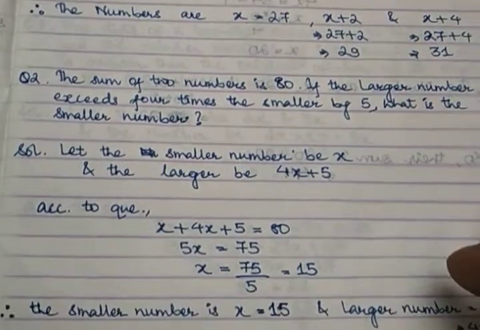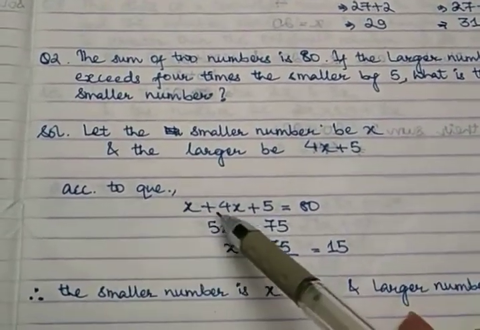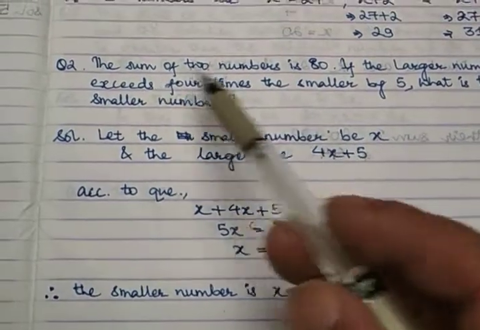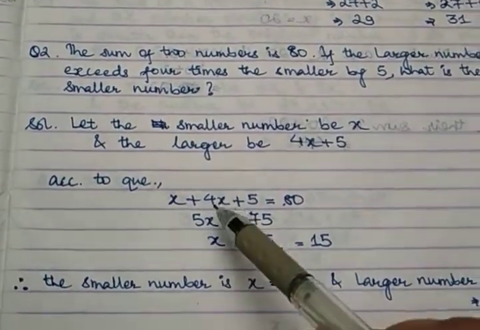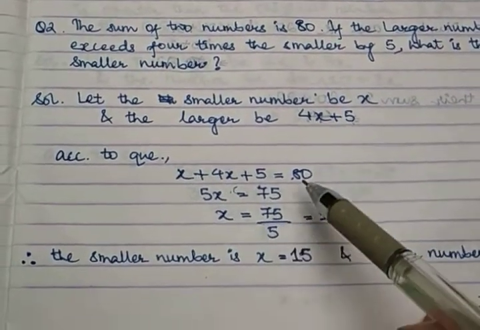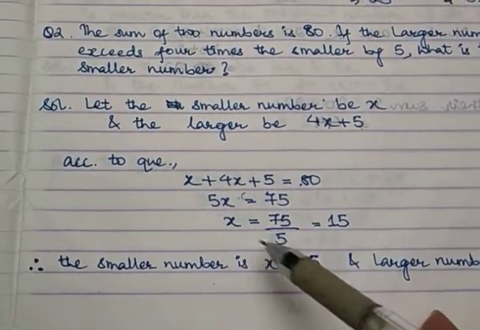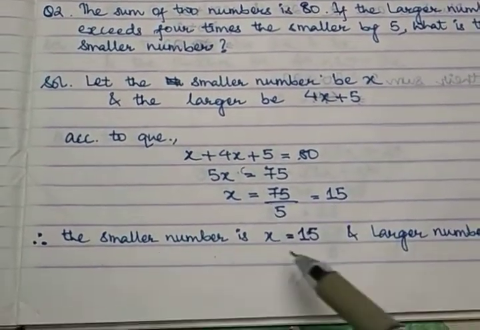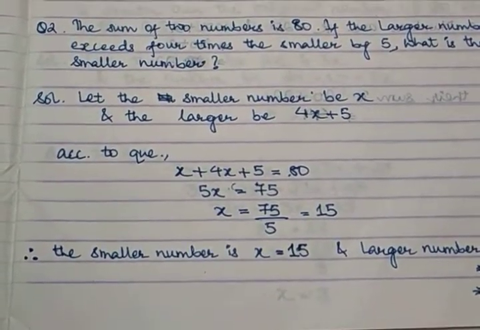Okay, so now according to the question, x plus 4x plus 5 equals 80. That is, when you add these two, you'll get 80. The sum of two numbers is 80. See, now 4x plus x is 5x, 5 taken to the other side. So 80 minus 5 is 75. Now 5 goes to the other side, division. So 5 15s are 75. So therefore the smaller number is 15. As simple as that. Okay.